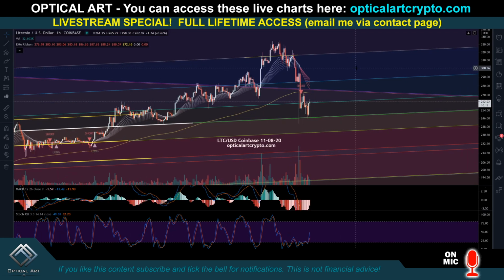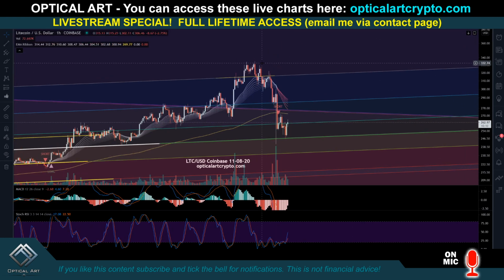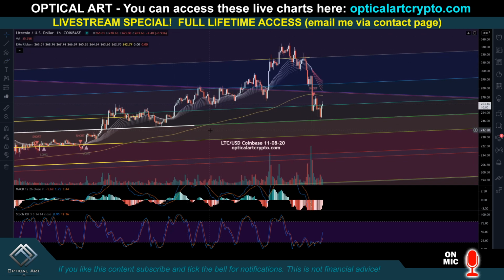Litecoin, we did push above my upper target, and this is kind of like Ethereum. Notice that we pushed up as resistance. Support, resistance, then we came down to support, came down to support. So I'm going to give you some price targets again, just like the other charts.